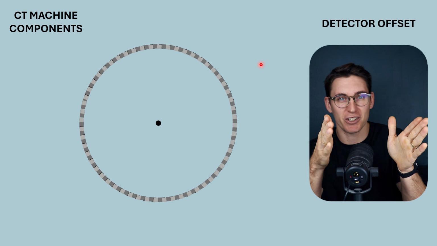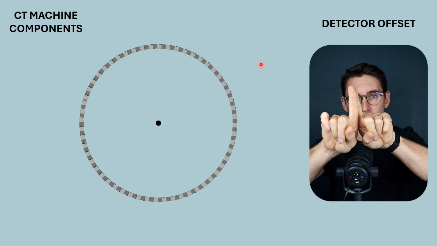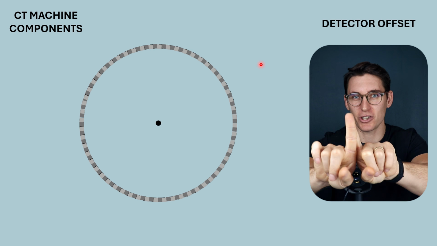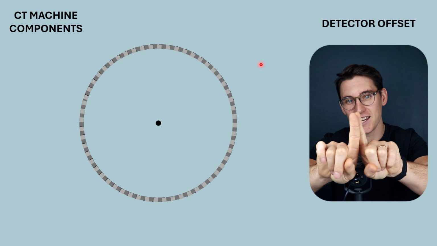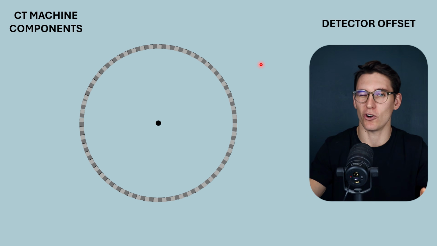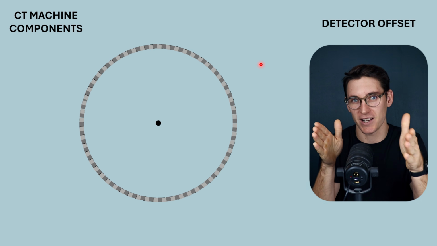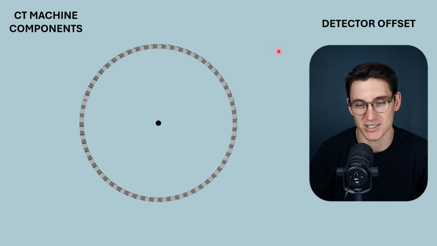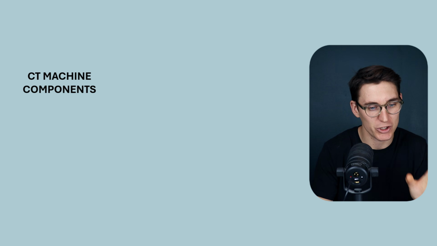If you're looking at a clock and you get that parallax when you're looking at two hands, if two hands were sitting over each other at the clock and you were looking at it head on every time, you wouldn't be able to resolve those two objects. If you were to move your eyes to the side or open and close one eye, you'd be able to see those two hands separate from one another because we're creating different projections. That's what the detector offset does. So those are the CT machine components.